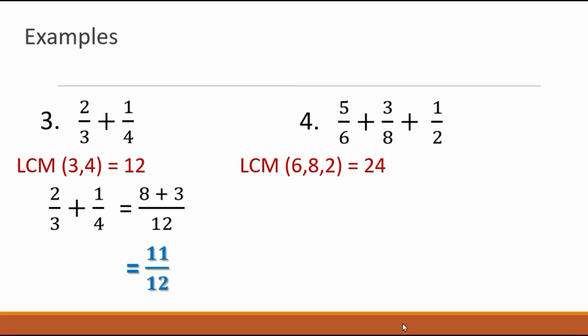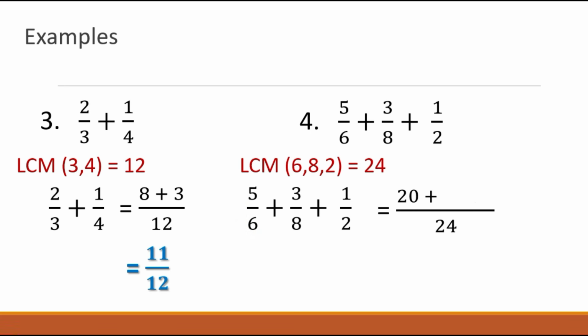Okay, next, so let's copy the given. So we now have 5 over 6 plus 3 over 8 plus 1/2. So write the equal sign and the least common denominator, which is 24. Now let's obtain the numerator part. So to do that, 24 divided by 6 is 4. 4 times 5, that's equal to 20. Copy the plus sign. 24 divided by 8 is 3. 3 times 3, that's equal to 9.